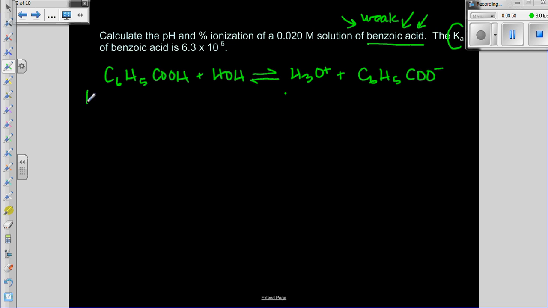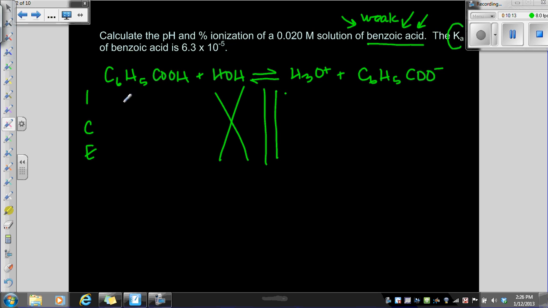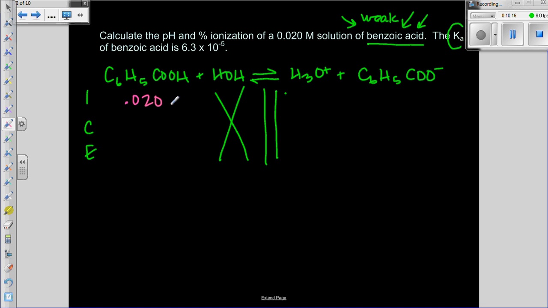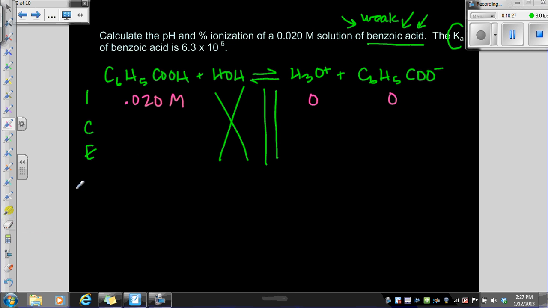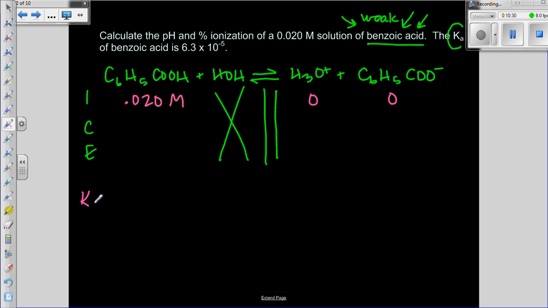So that's your reaction. We're going to do initial, change, equilibrium. We're going to draw the fence. We're going to X out water because water is a pure liquid and it's not included in the expression. So then what we're going to do next is include our molarity of benzoic acid. And both of these products are at 0 because initially before this dissociates we don't have any. I am given a Ka, so I can write the expression. So the Ka is equal to the concentration of hydronium ion times the concentration of the benzoate ion.